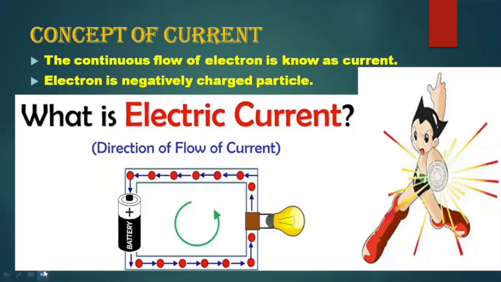And our electrons move from the negative terminal to the positive terminal of your battery, and current flows from the positive to the negative terminal.